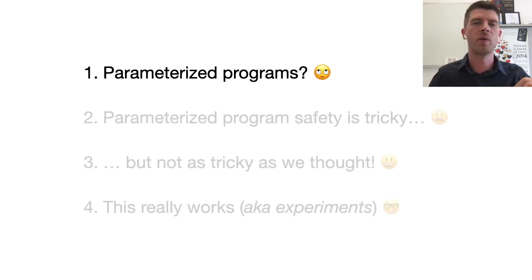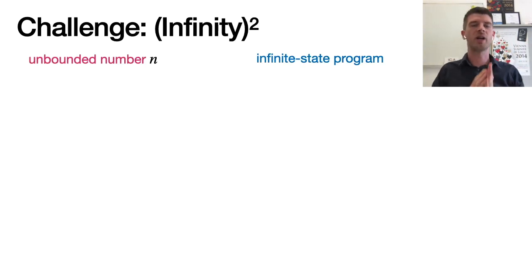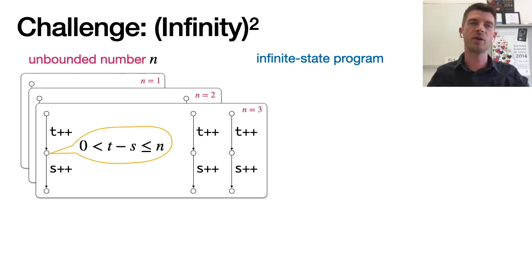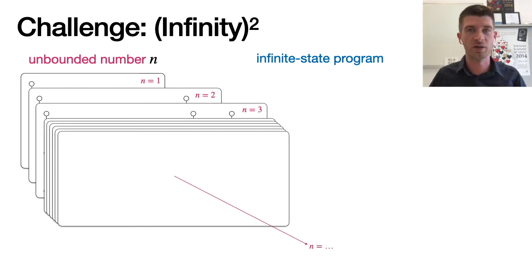Now let's look at what makes verifying parameterized programs tricky. And the challenge here is really that we have 2 dimensions of infinity in our state space. The first dimension is along the parameter, because the parameterized program induces an infinite family of systems that we all have to check. So to prove that this property holds in our system, we actually have to check a system of size 1, a system of size 2, and a system of size 3, and so on. And this gives us this first dimension of infinity along the parameter n.